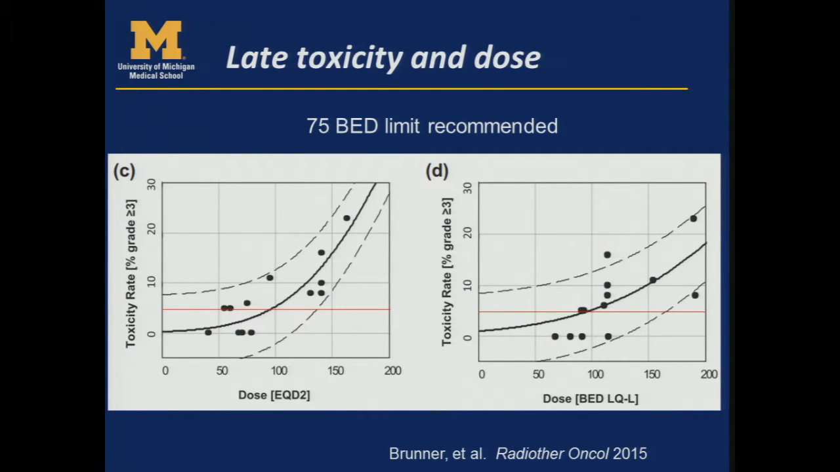So what do we know about late toxicity and dose beyond what's in one or two or a couple of retrospective reviews of small series? Well, Thomas Brunner and his colleagues put together basically a model of GI toxicity. So this is toxicity rate of greater than grade 3, looking at both EQD2 and the LQ model of BED. And you can see that this curve for toxicity really starts to take off at some point for EQD2, and it's not quite as steep for BED, just based on the modeling. And based on that, the paper recommends a 75 BED limit to be adhered to.